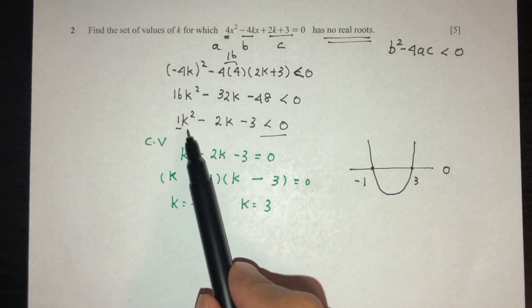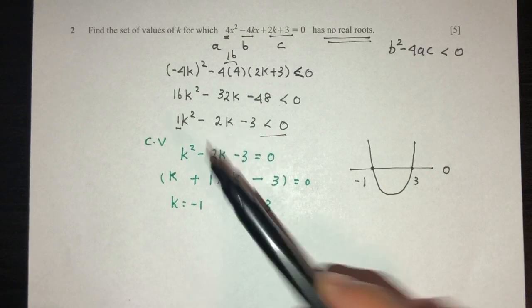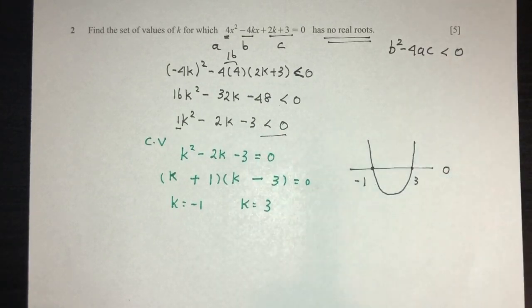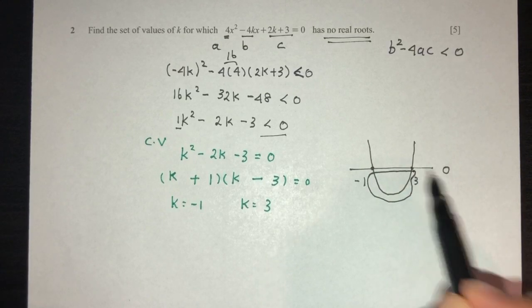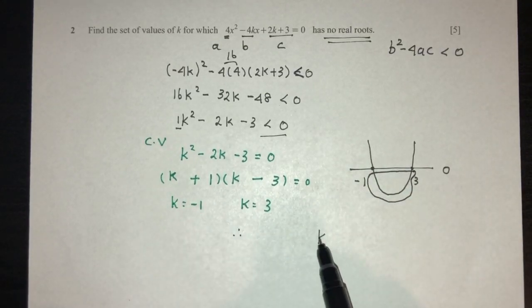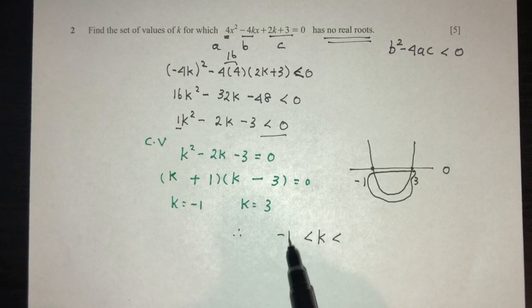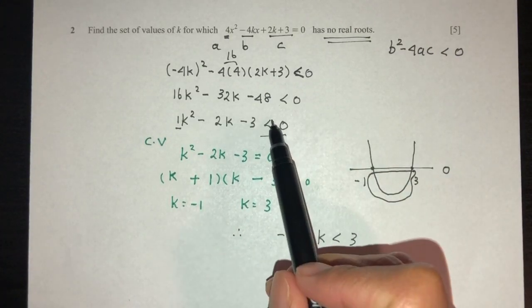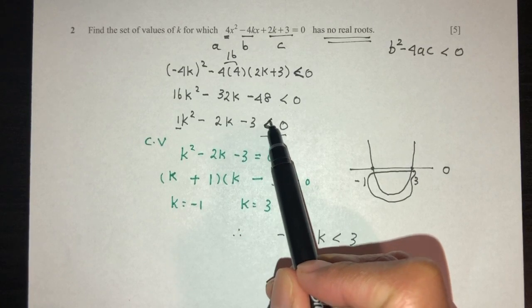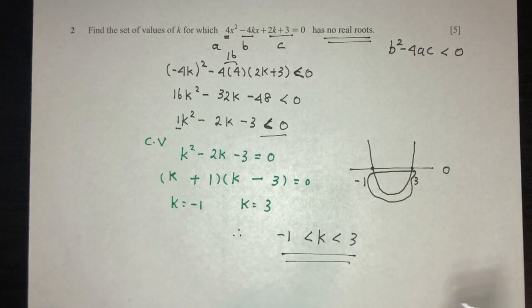Now as you can see, we need this to be less than 0. So less means below this line, and it is only here that it is less than 0. So in that case, your value of k can only be between minus 1 and 3 for the curve to be below 0. Is that what we need, this one, below 0. So that will be your answer for part 2.